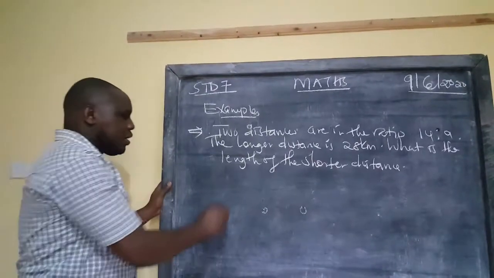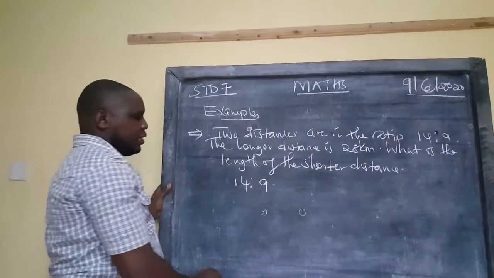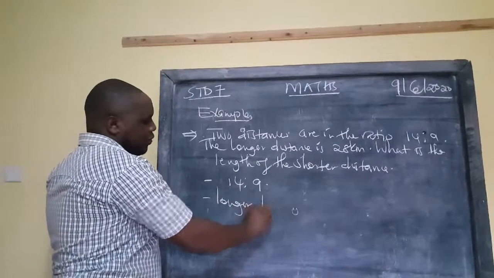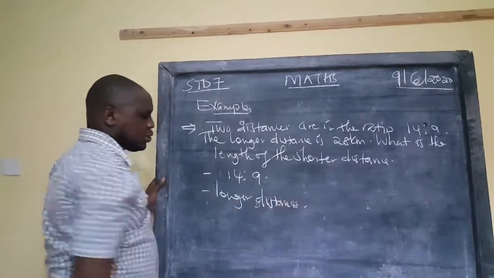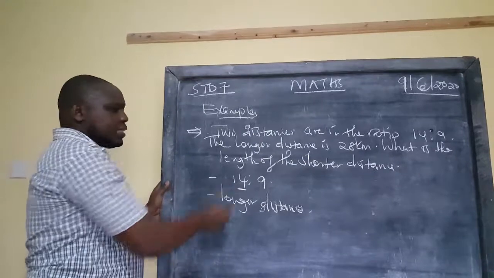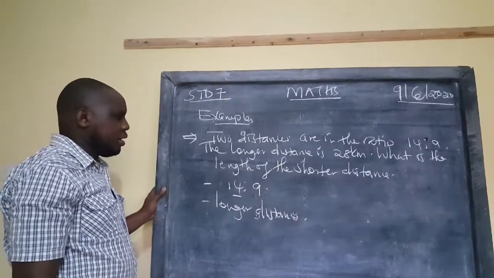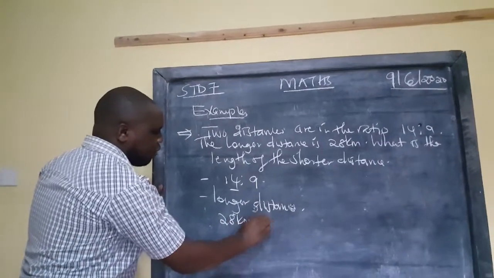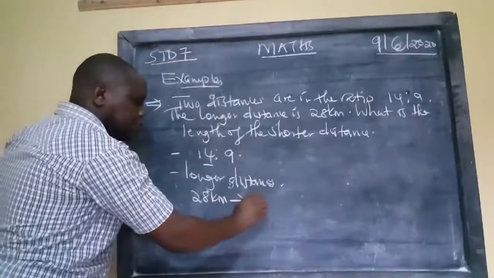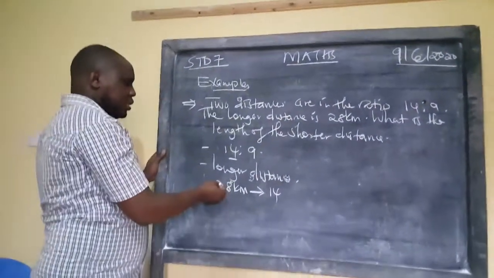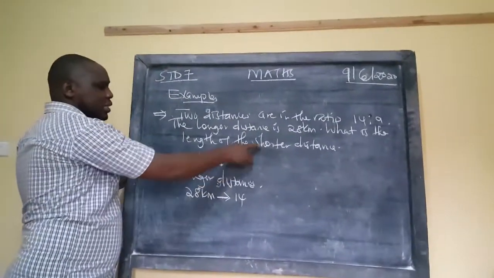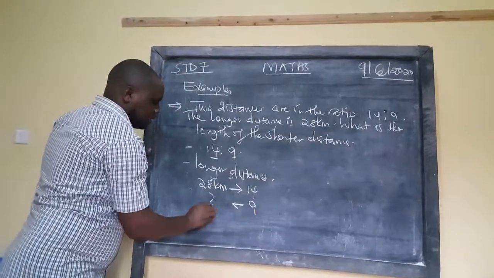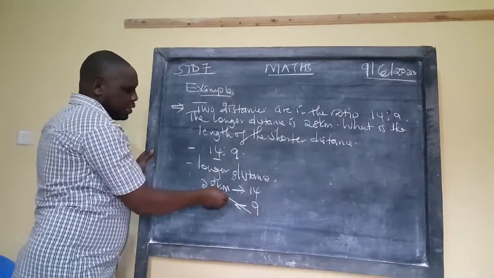The ratio given is 14:9, and what is given is the longer distance. With this, you can work out the question, because the longer distance has the bigger ratio. So our longer distance, 28 kilometers, is equivalent to the bigger ratio, 14. What about 9? Because 9 is the shorter distance, the 9 is what? Kilometers.